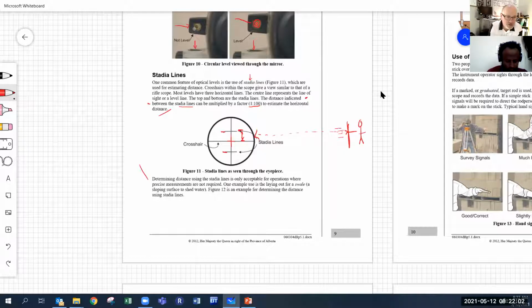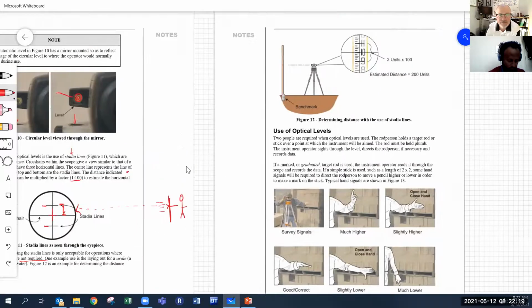So if you are determining distance using these stadia lines, it's only acceptable for operations where precise measurement is not required, okay? That's what they're trying to say. It's not super accurate for distance.